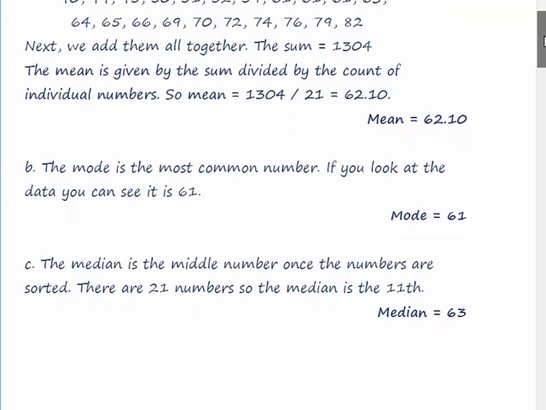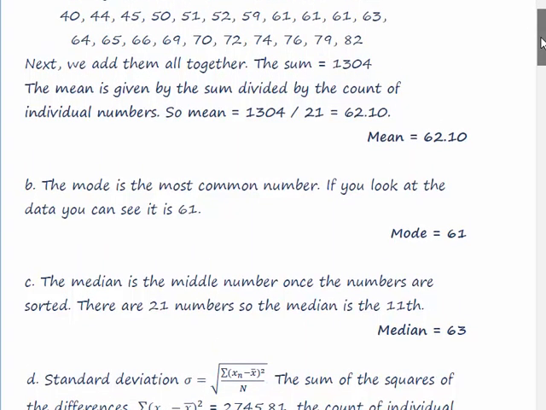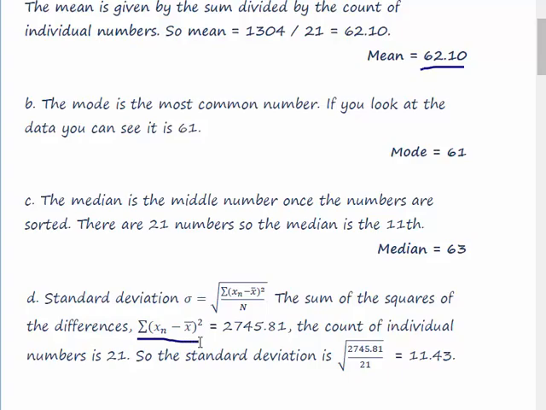And finally, for the standard deviation, we need to take the mean away from each of the values in the data set, square that value and add them all together, and then divide by the number of separate values. That will give us the variance. We take the square root of the variance to give us the standard deviation. The sum of the squares of the differences is equal to 2745. The number of individual numbers is 21.